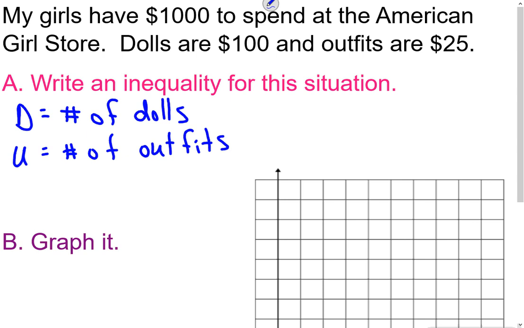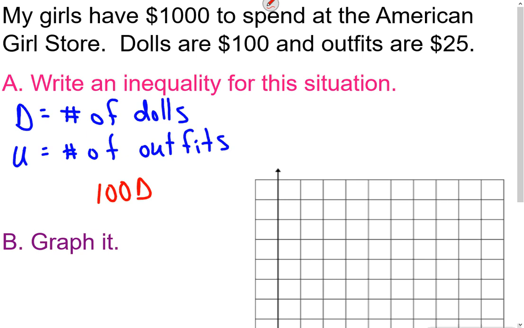So if I go into this store, I can buy dolls, I can buy outfits. They're going to cost $100 and $25. I'm going to have to add those two quantities together, and then my bill has to be $1,000 or less. So how much would it cost if I go in and buy D dolls? Well, I'd have to take 100, multiply it by my number of dolls, which would be D. So that piece right there would give me the total amount for the dolls that I purchased.